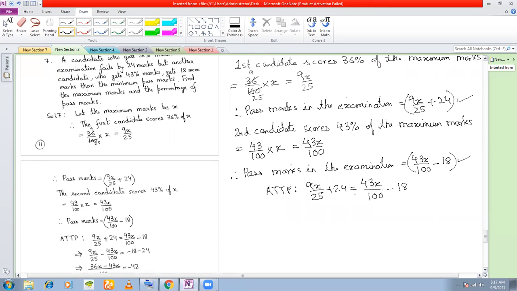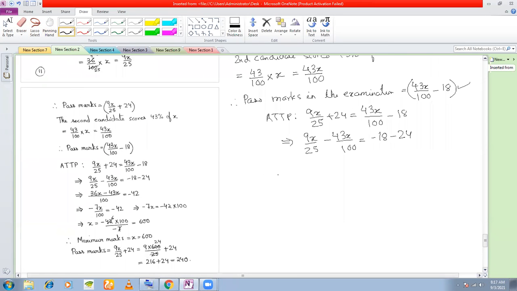Now, this is an equation that we are getting in X, which we can solve. Take all the x's together in order to solve this equation. 9x by 25, and you take 43x by 100 on the other side. And you have minus 18 on the right hand side, and plus 24 you take on the other side. Now you take the LCM. So minus 18 will become plus 18. Why should it become plus 18? Because we are keeping minus 18 here only on the right hand side. We are only transferring this.